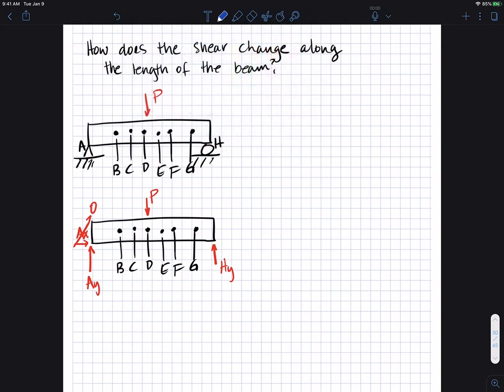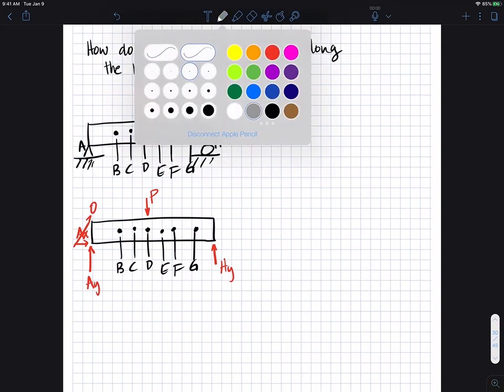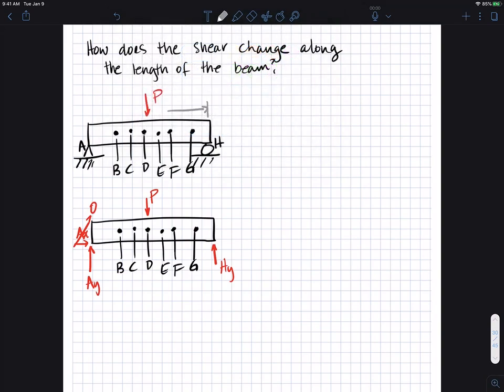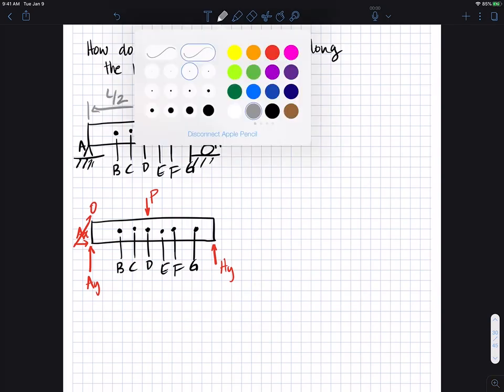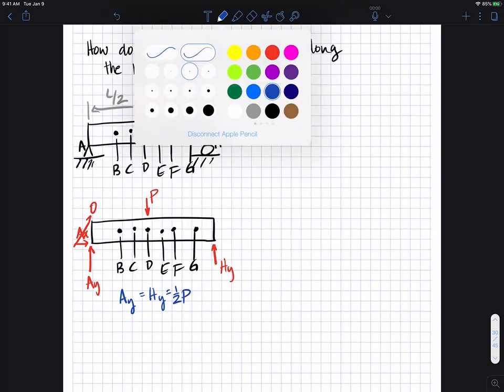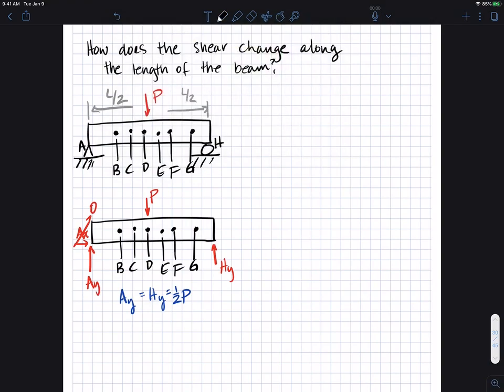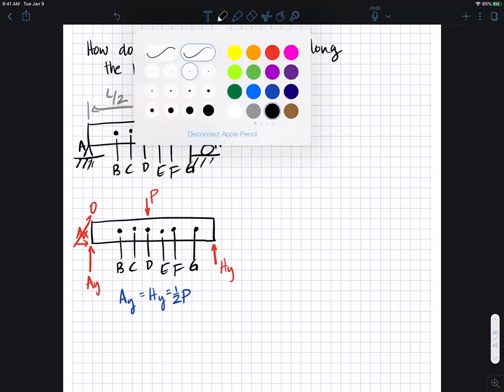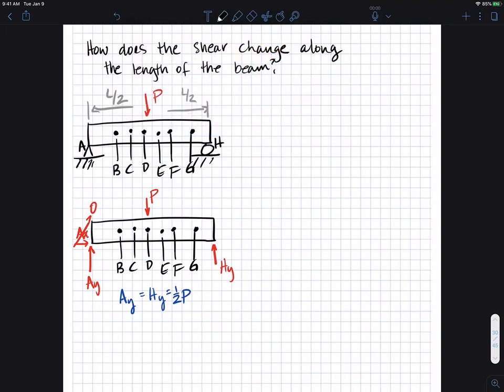And then if we did sum of forces in Y and the moments, and in this case we will assume that this is L over 2, and this distance is also L over 2, so P is right in the middle. Just using equilibrium, we can see that AY will equal HY, which will just equal 1/2 P, right? All right, so with that information, let's go ahead and section this thing. First, let's start with B, and I'll draw that free body diagram.